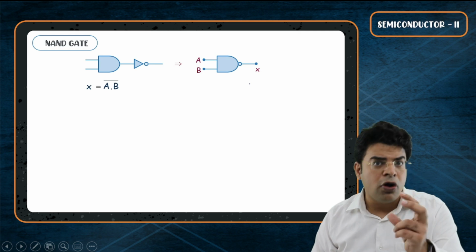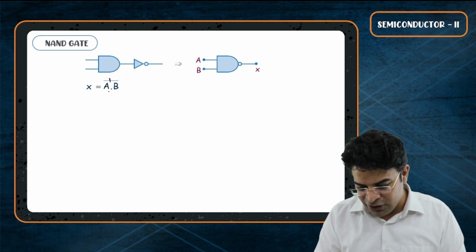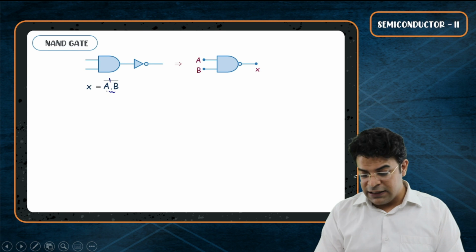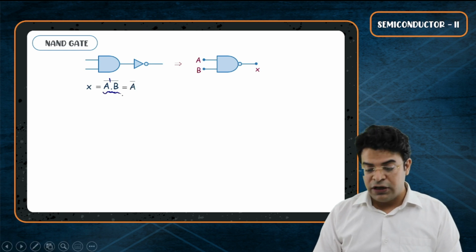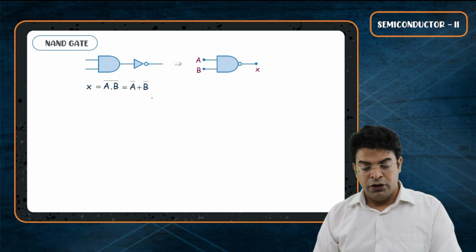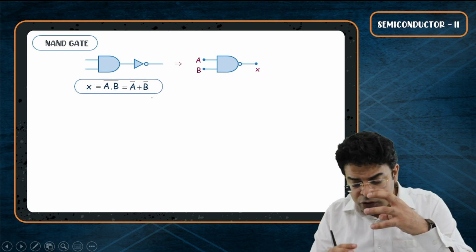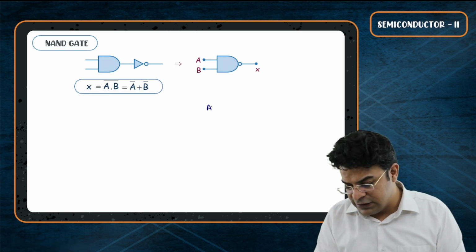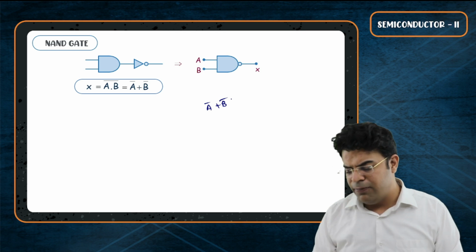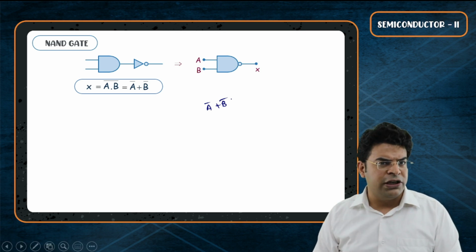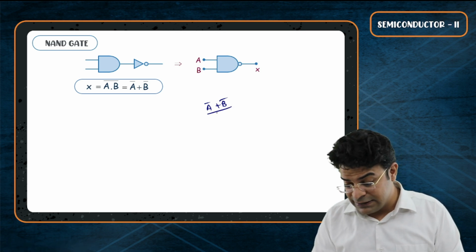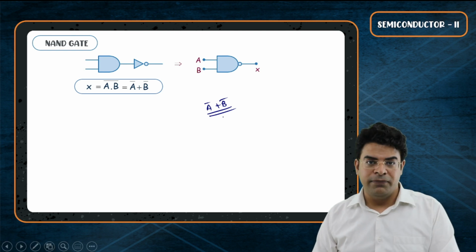And from De Morgan's theorem, we know that we can break the bar and change the sign. So we can say that A dot B bar is as good as A bar plus B bar. So sometimes after solving the Boolean expression, the student gets the answer as A bar plus B bar and is not able to tell which type of logic gate this is. So you should be able to get that this is nothing but NAND gate.